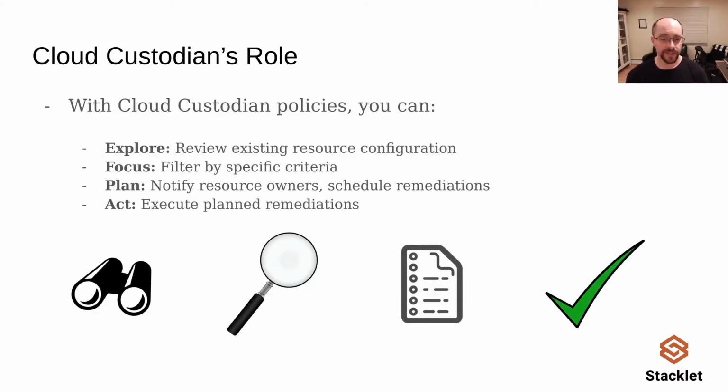When you're planning and enforcing security controls, it happens in stages. First, before you change anything, it's important to understand the resources that you have in place and how they're configured today. Then you might filter that list down to focus on a specific misconfiguration. It may be something that you can take care of right away, or more likely, you'll need to notify the people who own those resources and schedule remediation some number of days in advance. And the last step is once you've planned those remediations, you can act on them.